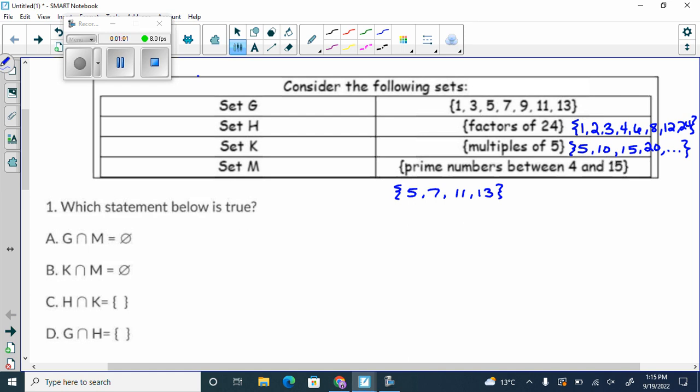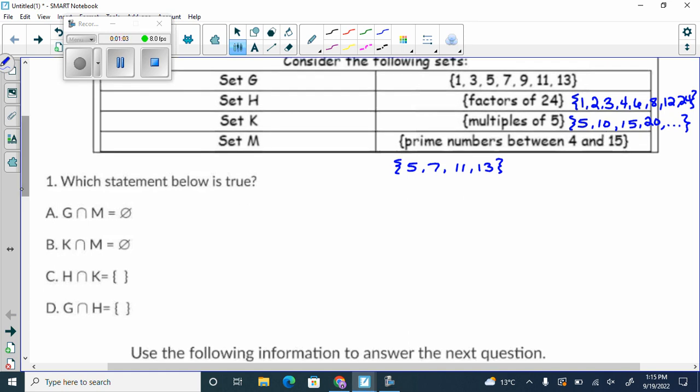Okay, which of the statements below are true. G and M have nothing in common. Well, G and M immediately have 5 in common, so that's done. K and M have nothing in common. K and M both have 5. Done. H and K have nothing in common. True statement. So that's the empty set. We should really have a slash line in there. And then G and H are empty. Not true. They both have a 1. So it would be C.